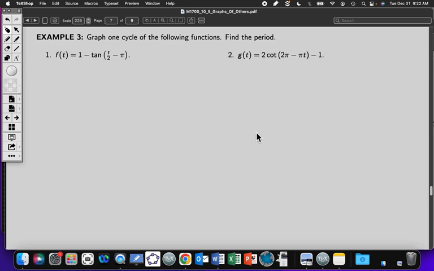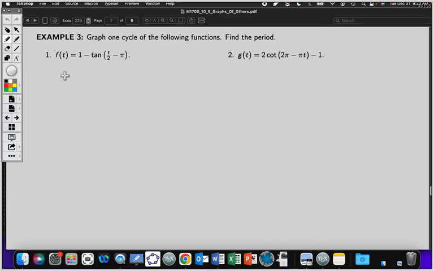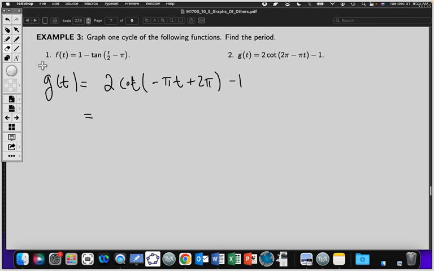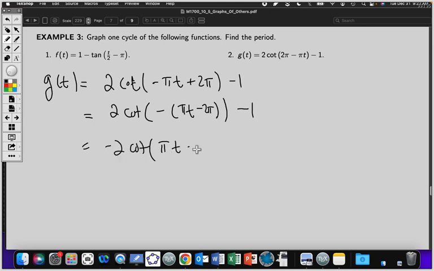Cotangent of 2 pi minus pi t, minus 1. So once again, we're going to rewrite things here. 2 cotangent of minus pi t plus 2 pi, minus 1. And we'll factor out that negative using the odd property of cotangent. So we'll have 2 cotangent of, we'll factor the negative out from the terms in the argument here, pi t minus 2 pi. And so negative 2 cotangent, whoops, pi t minus 2 pi, minus 1. Right?